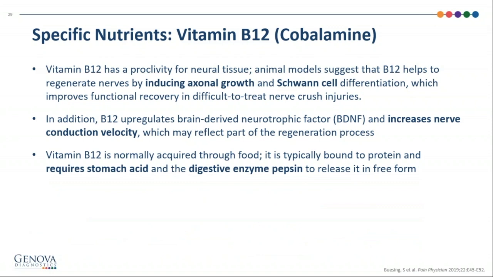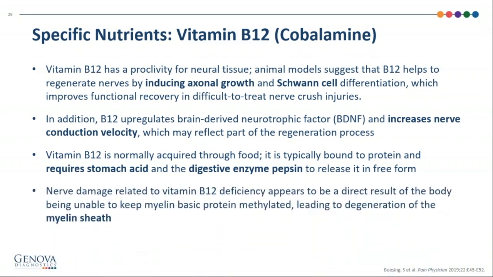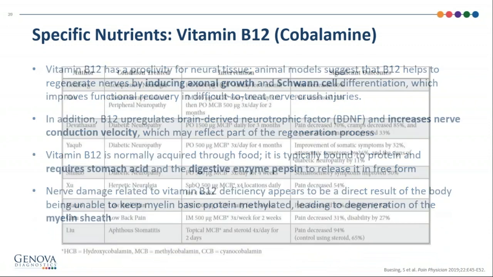It can be deficient in patients who do not have enough stomach acid because maybe they're on a PPI, or they have exocrine pancreatic deficiency. These are also concerns that will be spelled out in a NutrEval as well. So nerve damage related to B12 deficiency appears to be a direct result of the myelin sheath not being protected through methylation. And of course, when you have degeneration of the myelin sheath, you can have nerve destruction.